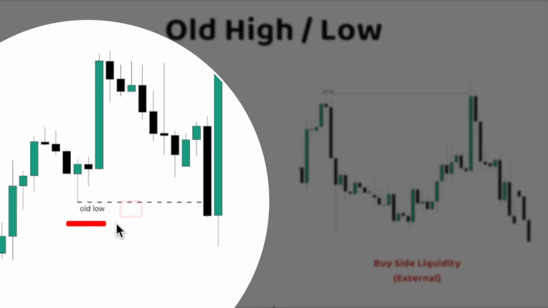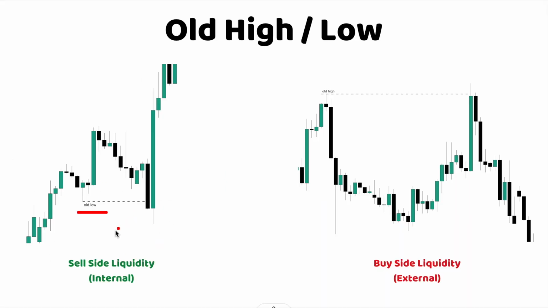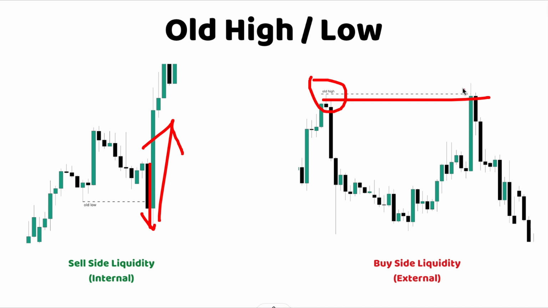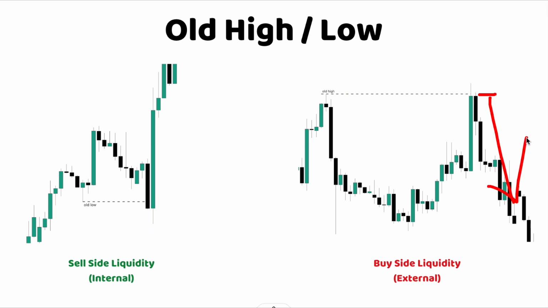This is our old low. So this is our sell side liquidity. This is our internal liquidity. That's when price took out the liquidity and started moving higher. We have our long-term high. This is our buy side liquidity. This is our external liquidity. Price taps into the liquidity, liquidates all the buyers who are trying to buy at this price point, and that's when the market maker or the smart money will liquidate. That's when they sell and bring the price lower.